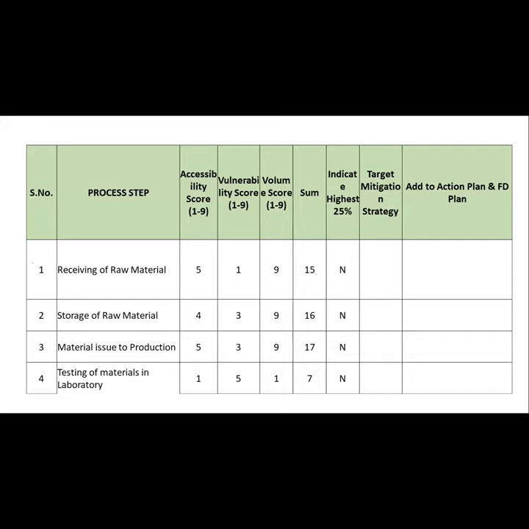So what is the accessibility score? If raw material is being unloaded, it is under the contact of the driver. The driver can manipulate or tamper with the raw material. He can reseal or tamper with it, substitute it, dilute it with a minor ingredient, or intentionally or unintentionally contaminate it. These all come under accessibility. Is our raw material, whatever is coming, accessible to anyone or not? It must not be accessible to anyone until use.